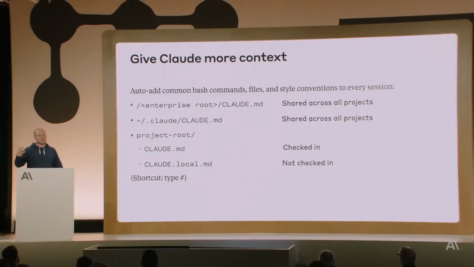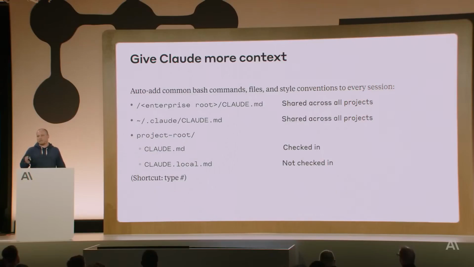Try to keep it pretty short, because if it gets too long, it's just going to use up a bunch of context, and it's usually not that useful. So just try to keep it as short as you can. For example, in our code base, we have common bash commands, we have a style guide, we have a few core files, things like that.